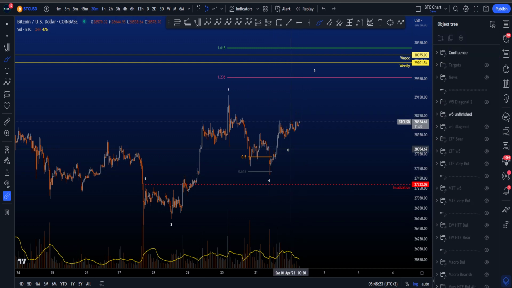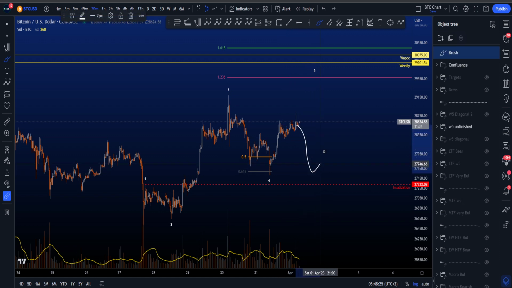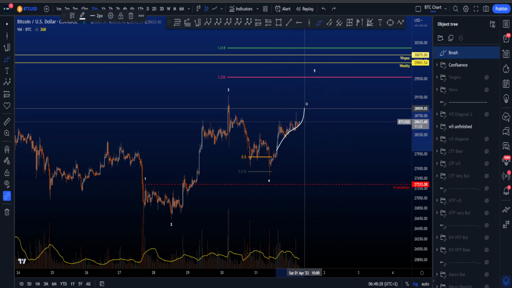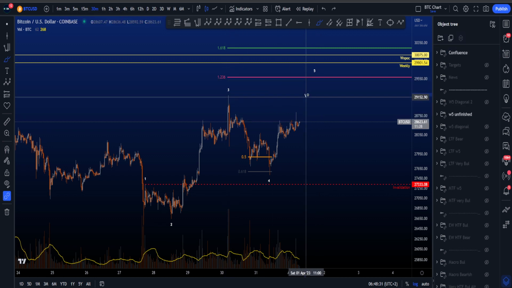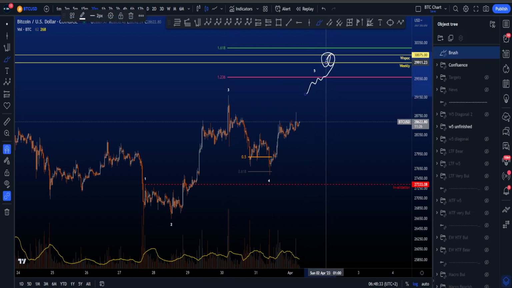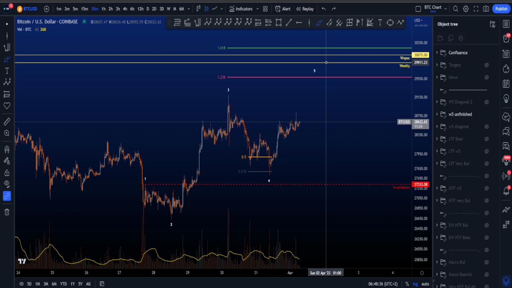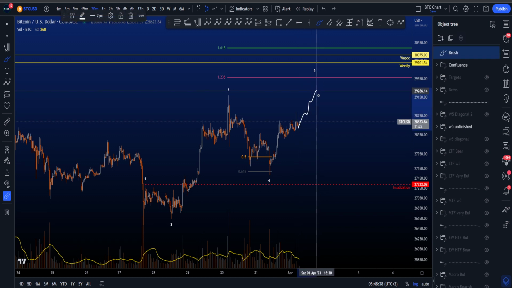But we shouldn't forget that price doesn't have to come down once more and then up. It can also just continue grinding throughout the weekend to the upside, take the high of 3 up again, and then eventually end somewhere here. I don't think that will happen during the weekend, but at least in this scenario we would continue upside.